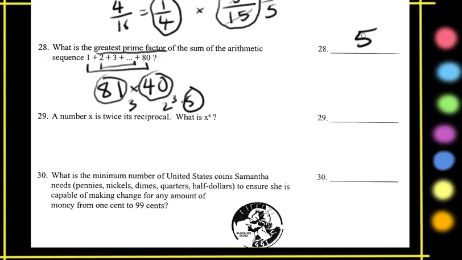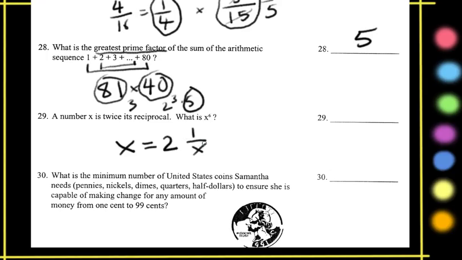Okay, we are moving right along. We've only got 2 more problems to go. So we're doing great. Okay, so a number x is twice its reciprocal.